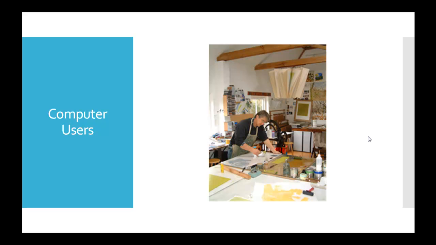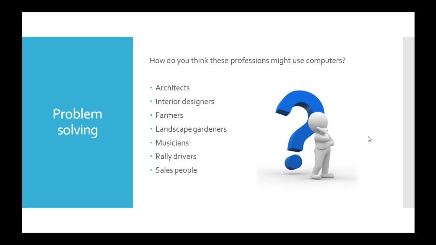What do you think about promoting art using computer and the internet? Is this a good way to distribute information about your work? How would you do it? Now, think about how the following professions may benefit from using the computers. Which computer applications would they be using? Architects, interior designers, farmers, landscape gardeners, musicians, rally drivers, and salespeople. Just to give you an idea, for example, architects could use computers to design buildings or to show different design ideas to their clients. Make notes about the ideas you come up with.